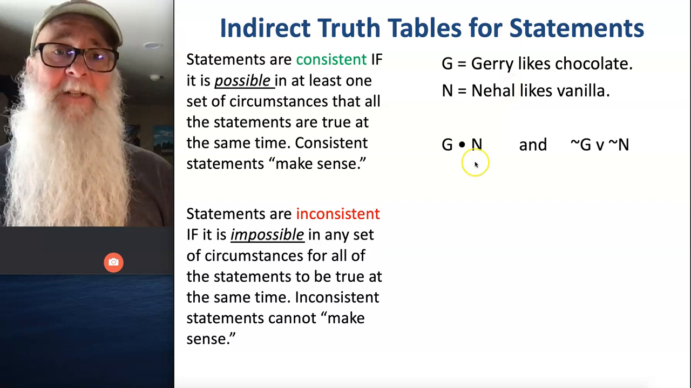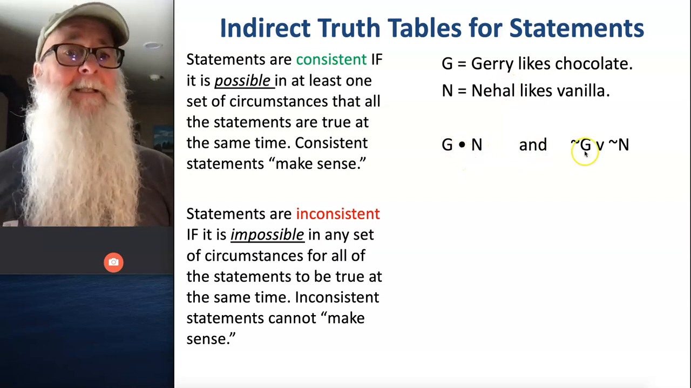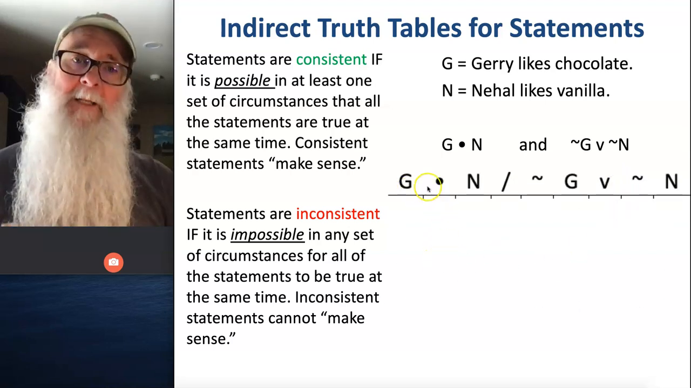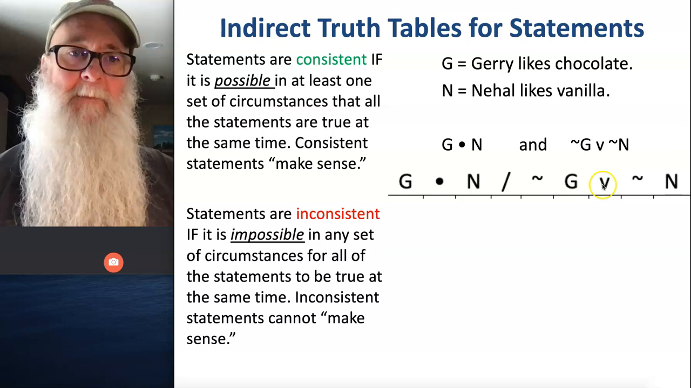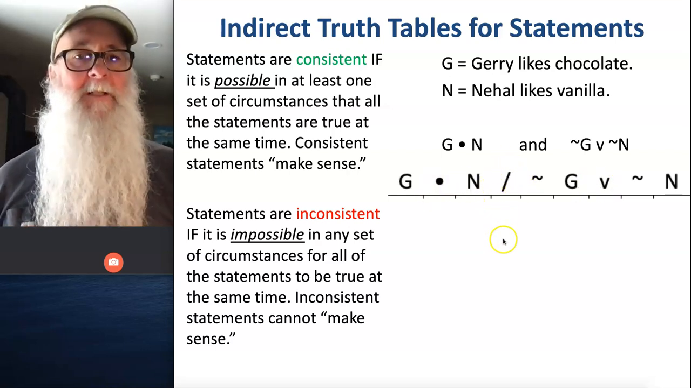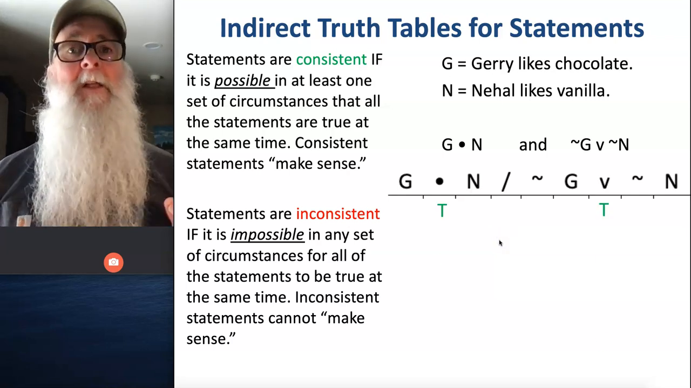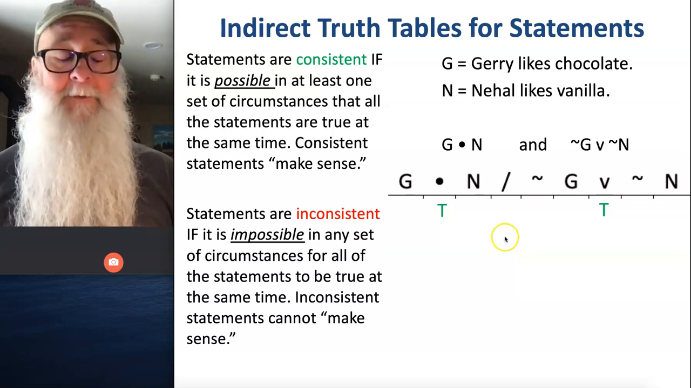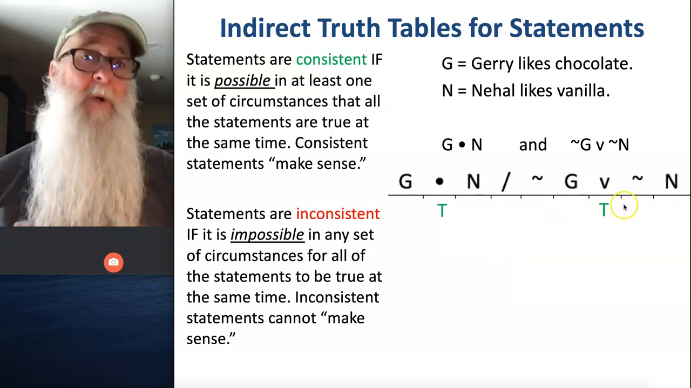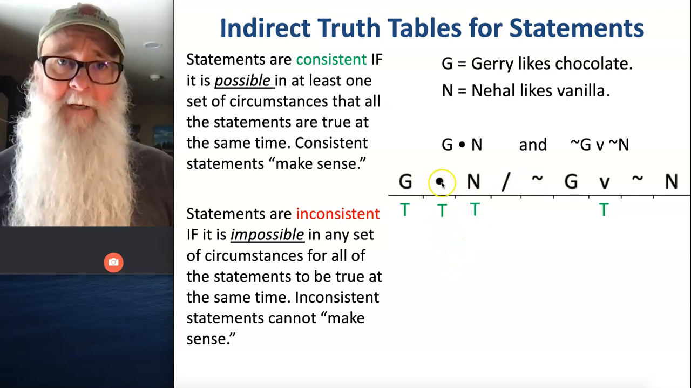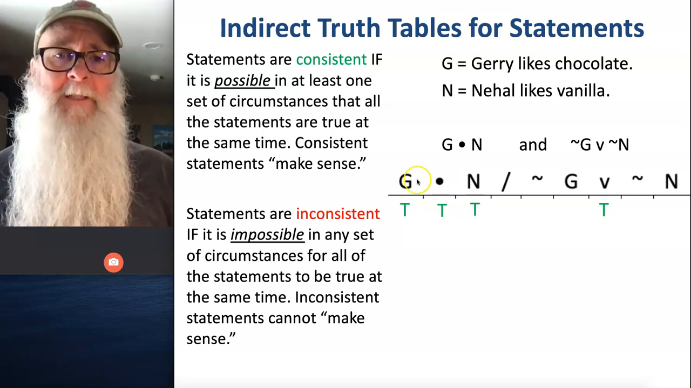Okay, now consider these statements, G dot N and tilde G wedge tilde N. Again, I begin by laying out my statements that I'm evaluating on a single line, separating each statement with that single slash, and then I work from the assumption that the main operators of all of my statements are true, and then I just deduce the logically necessary values with that assumption in mind. So I know from my rule of conjunction, or dots, that in order for that dot to be true, both G and N have to be true.